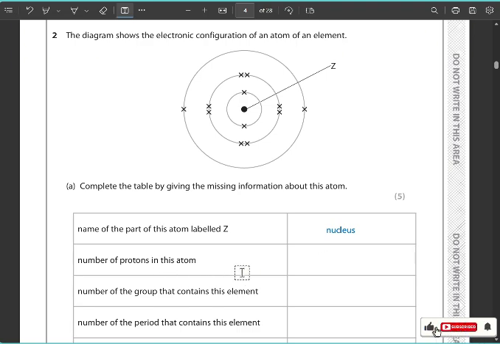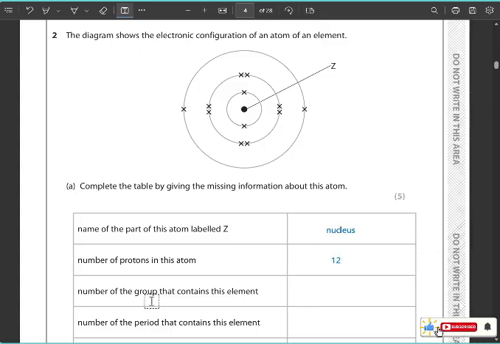Next question, number of protons in this atom. We know that the number of protons is equal to the number of electrons in an atom. That's why we should count the number of electrons to find the number of protons. 1 2 3 4 5 6 7 8 9 10 11 12 protons.